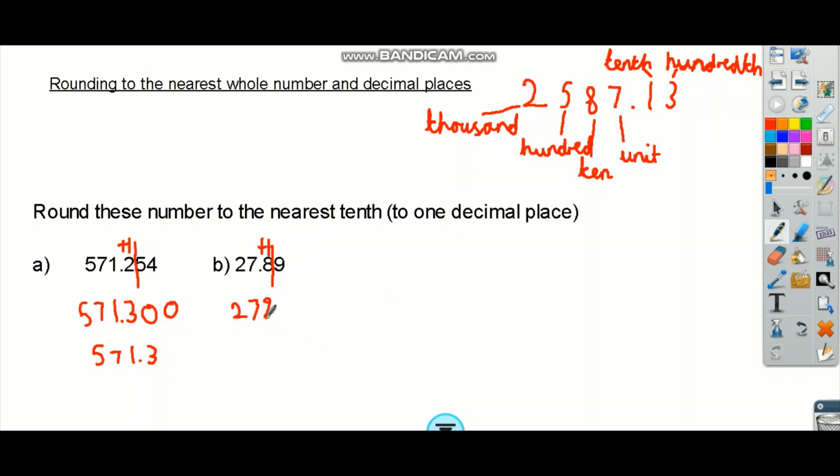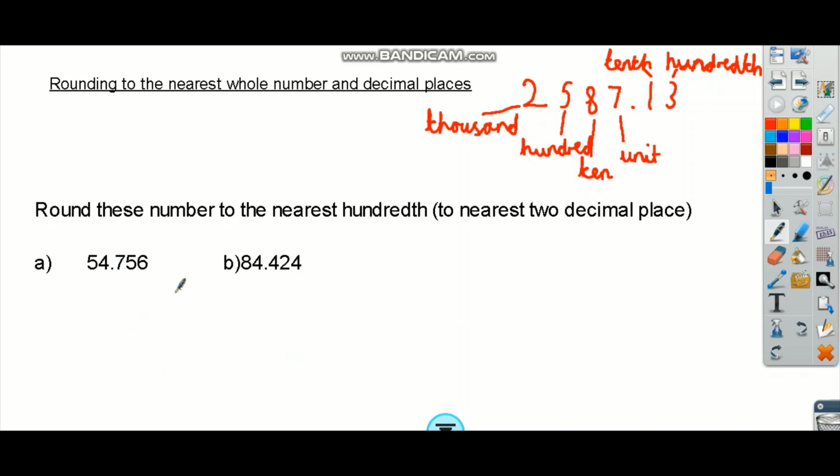Then we write the other numbers down as well. Okay, so I've written it down. Now also put the decimal point down as well. Now turn the 9 into a 0. So the answer is 27.9. Now on to more example questions.